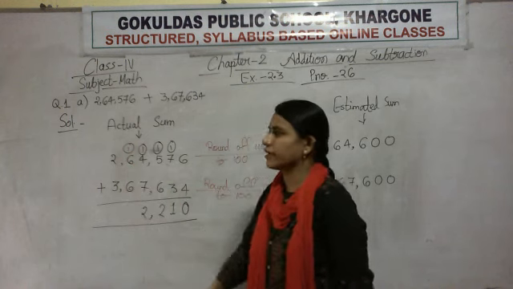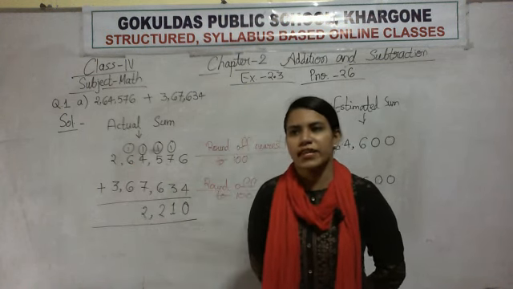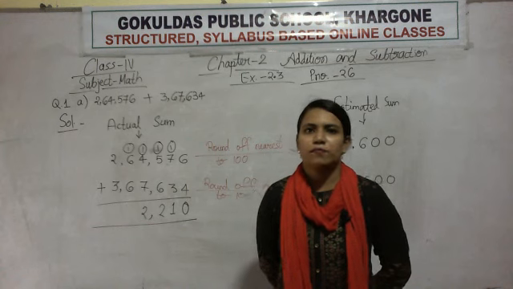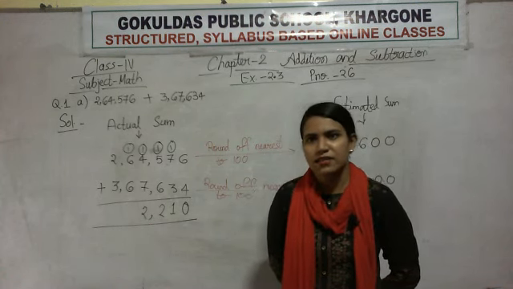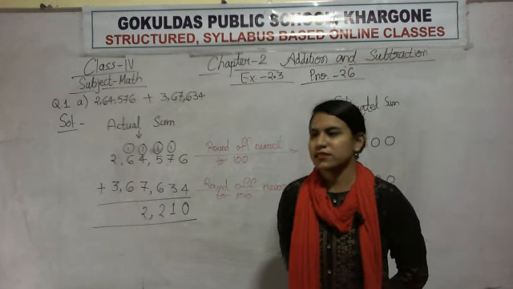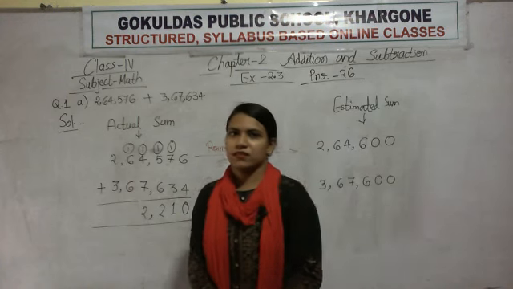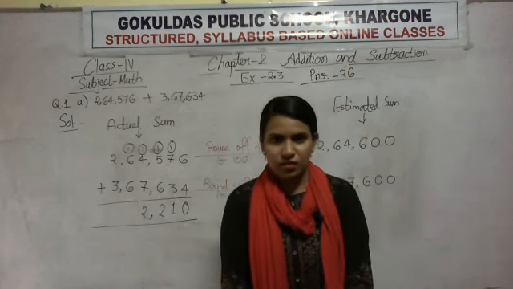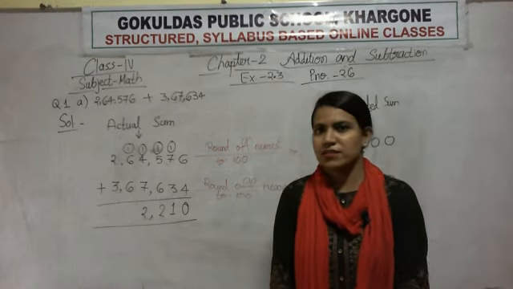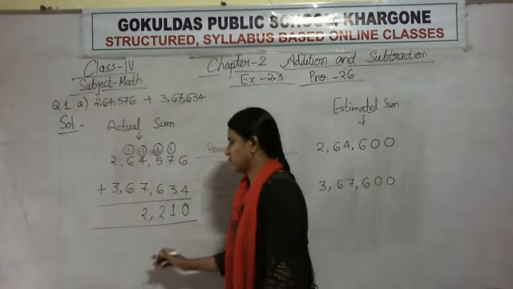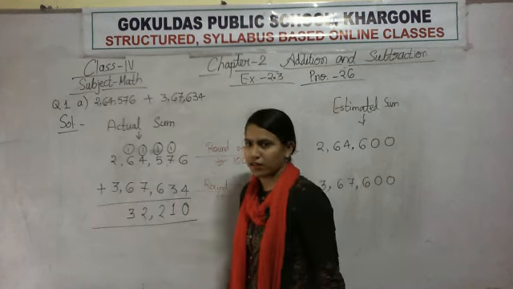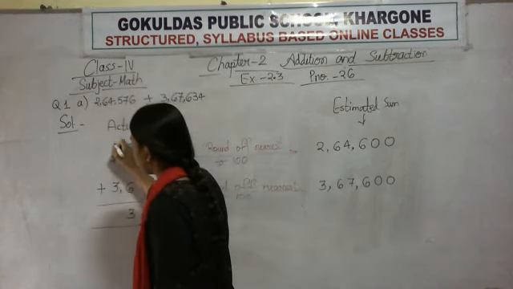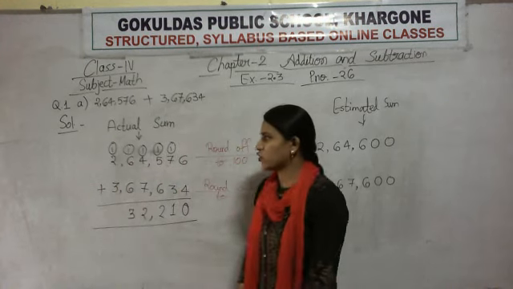Now add the digits in the 10,000s column. 1 plus 6 plus 6. 1 plus 6 is 7, right? And 7 plus 6. Count fast. 7 plus 6, right, 13. So you will write 3 over here and 1 is carried over to the next column.